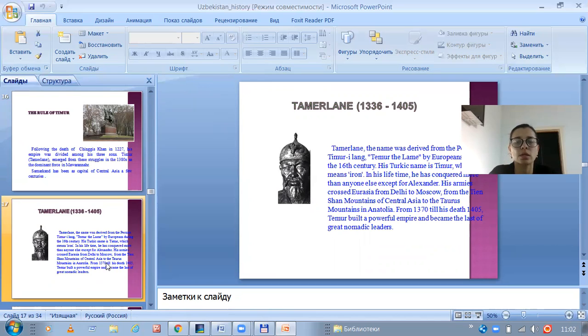His army crossed Eurasia from Delhi to Moscow, from the Tian Shan Mountains of Central Asia to the Taurus Mountains in Anatolia, from 1370 till his death in 1405. Timur built a powerful empire and became the last of the great nomadic leaders.